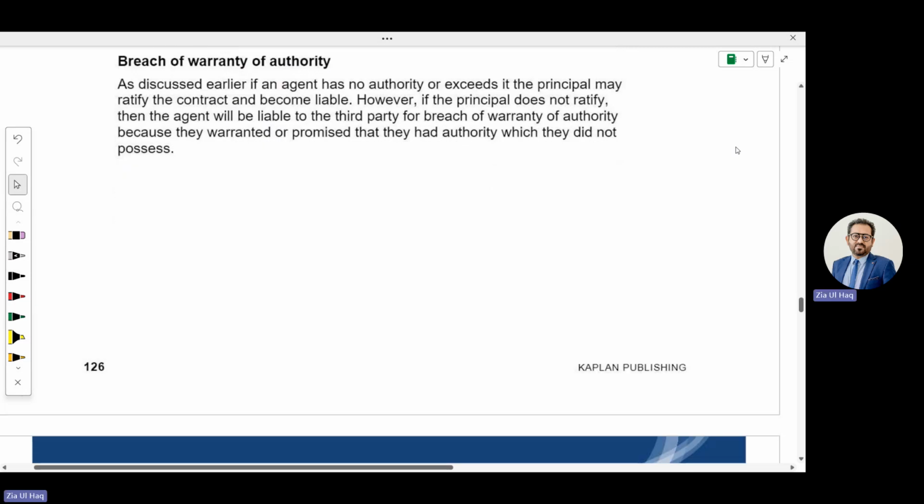Breach of warranty of authority. Meaning if an agent breaches the authority given to him, what will be the consequences? As discussed earlier, if the agent has no authority or exceeds it, the principal may ratify the contract and become liable, or he can deny. However, if the principal does not ratify, then the agent will be liable to the third party for breach of warranty of authority because they warranted or promised that they had authority which they did not possess.